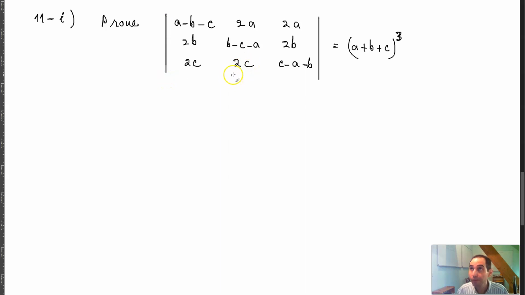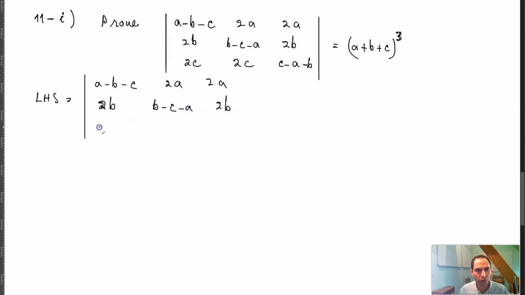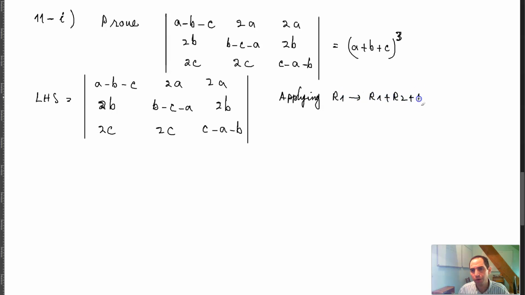Okay, to show that, what you can do is, your LHS here is equal to the determinant with rows A minus B minus C, 2A, 2A; 2B, B minus C minus A, 2B; 2C, 2C, C minus A minus B. Now, if I apply R1 becomes R1 plus R2 plus R3.